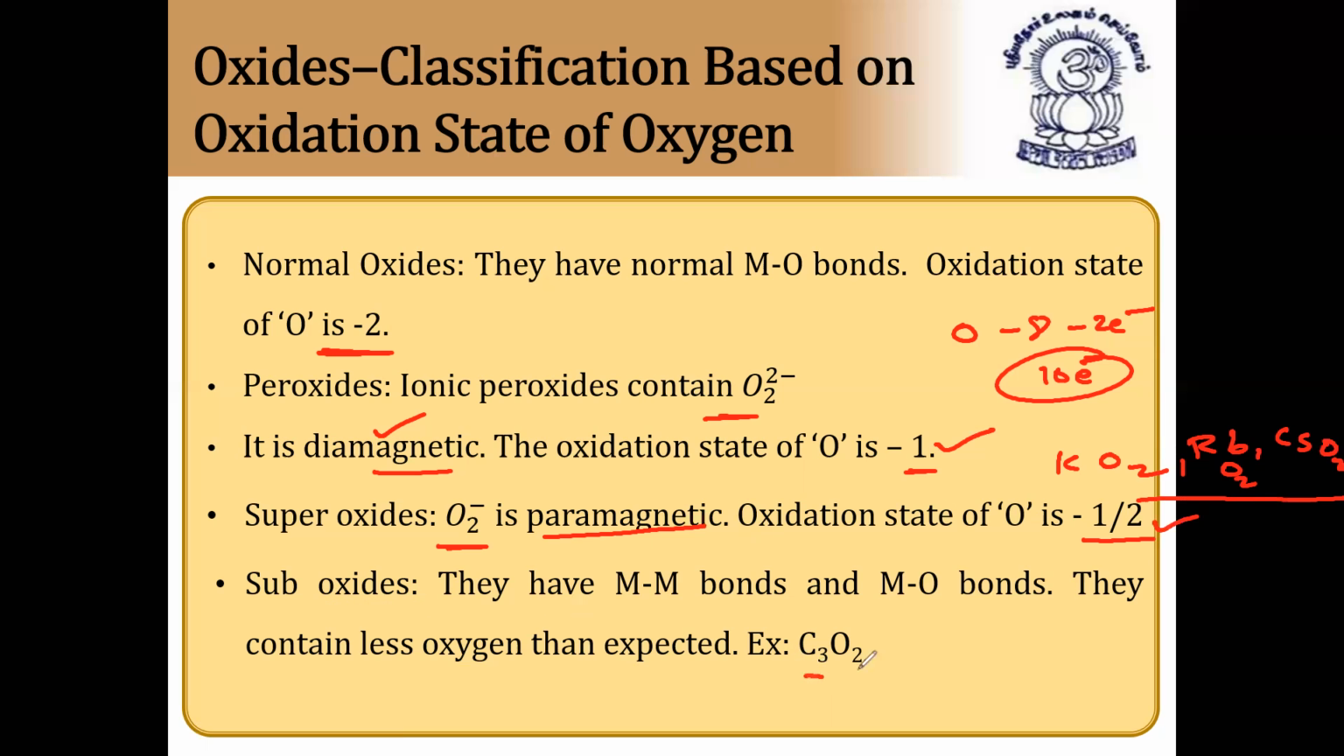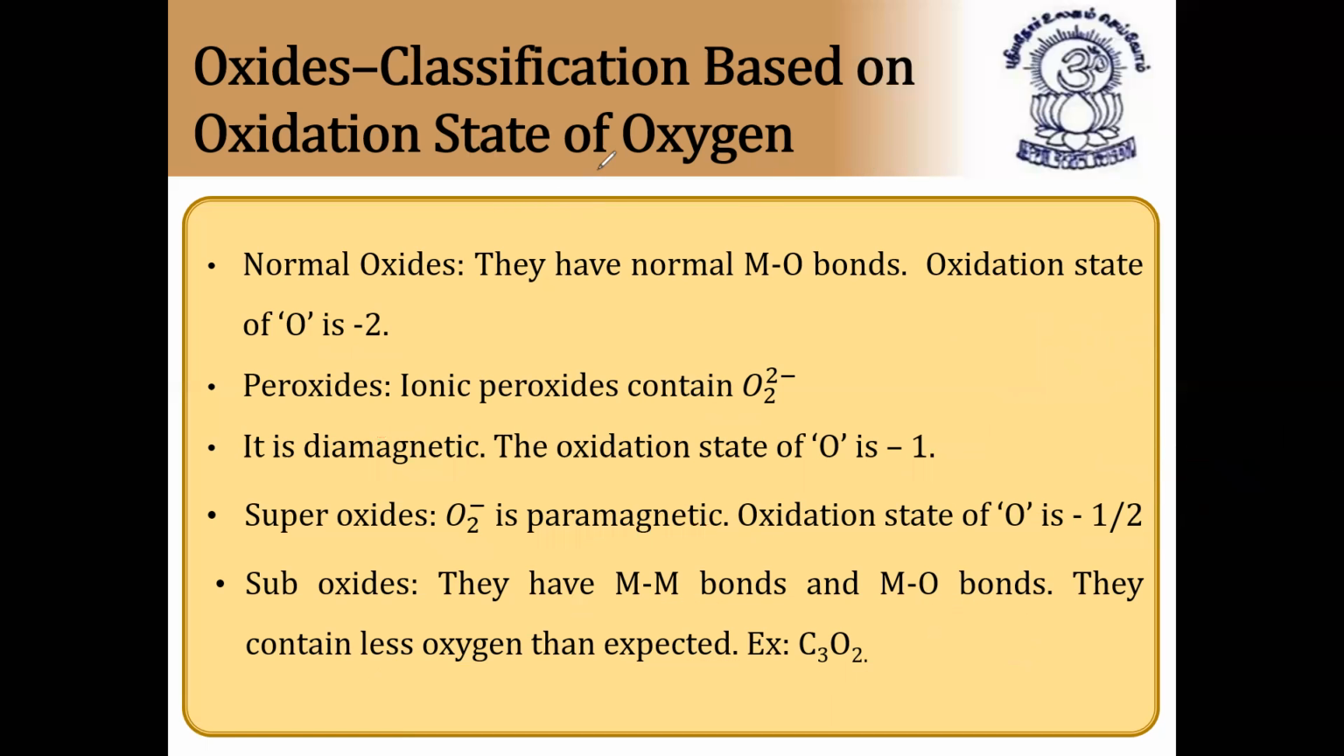Suboxides, like carbon suboxide, they contain less oxygen than expected. So it is a fraction. In suboxide, it is a fraction, very, very less. So these are the different types of oxides we have. All these points are very important for objective. Please note it down.